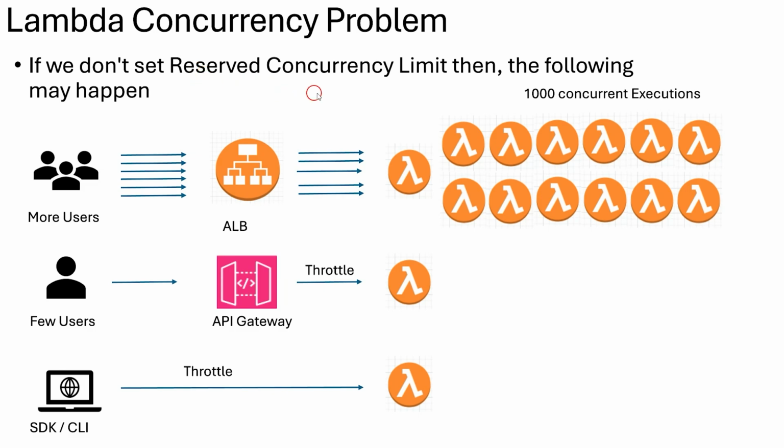You have to set the reserved concurrency limit. If you don't set it, you will get into this issue. If you set concurrent execution to 5, then what will happen? More users will try to access, but only 5 concurrent executions will happen, and this user can also do their 5 concurrent executions. Like that, we don't get into throttle issues. So like that, we can resolve this Lambda concurrency problem.